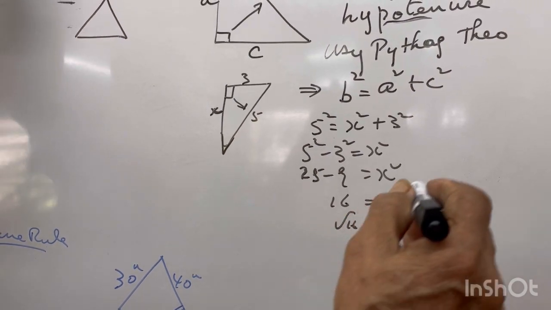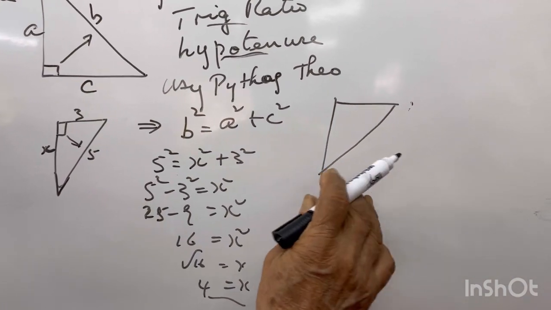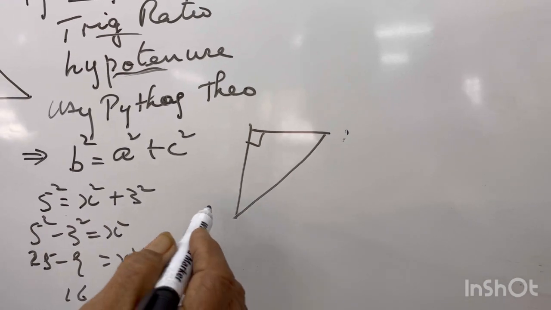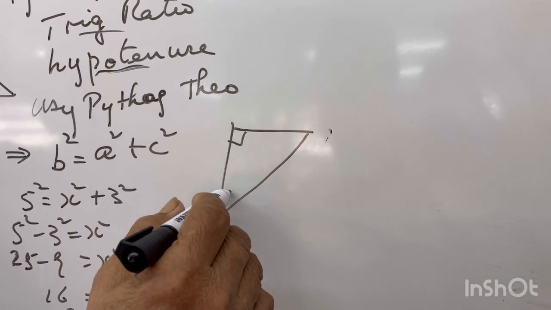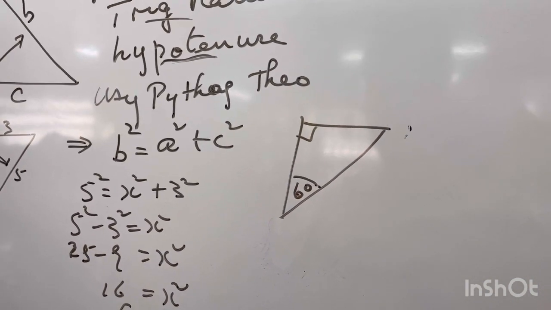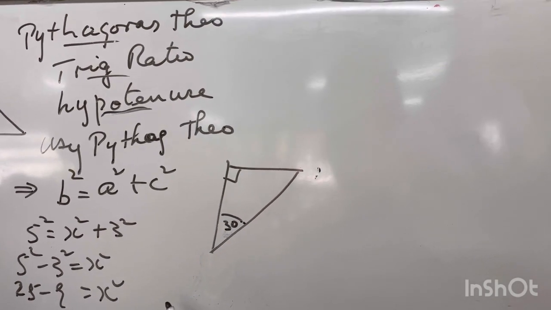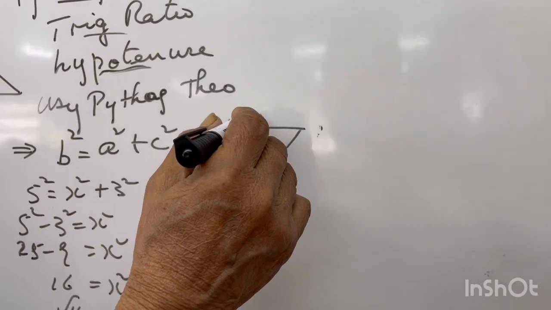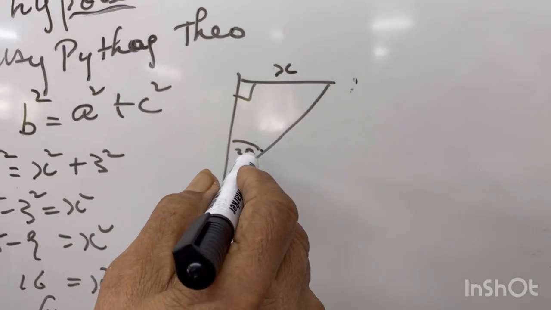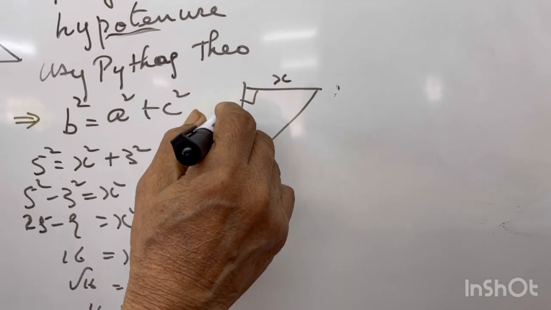But suppose I have a right angle triangle also, and I'm given an angle here. Let's say the angle is 60 degrees. Well, let's make it easy. Let's say 30 degrees. And you want to find this here, and you're given, let's say, 20 meters here.